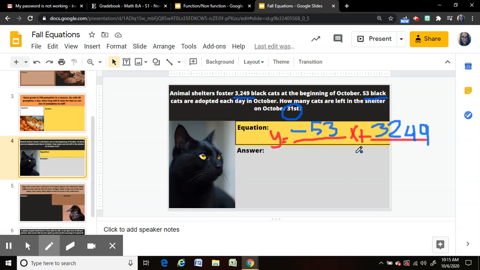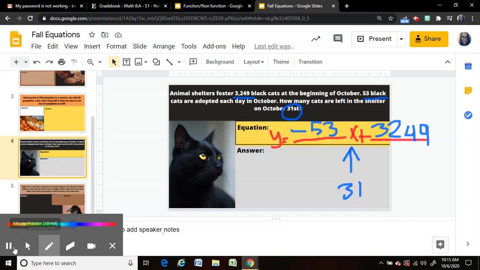I'm putting how many days. So I'm going to put it right here. I'm not asking how long it takes before we get to 0. I'm saying during the month of October, it's special. Black cats get adopted more here. So I'm looking at just this month, and I'm going to put a 31 in for x to solve.